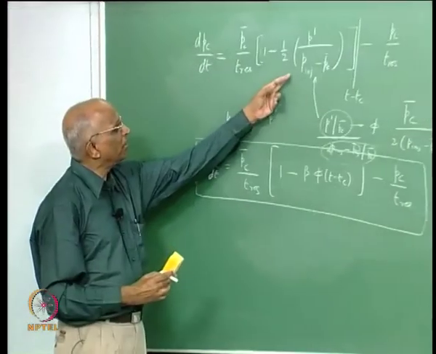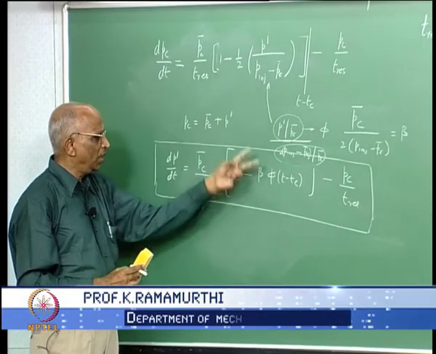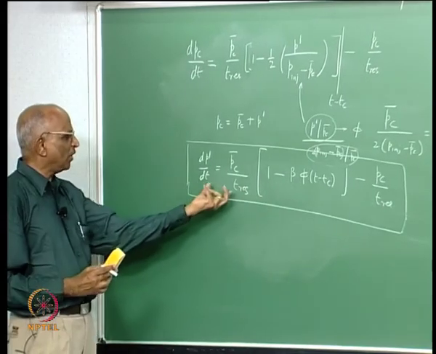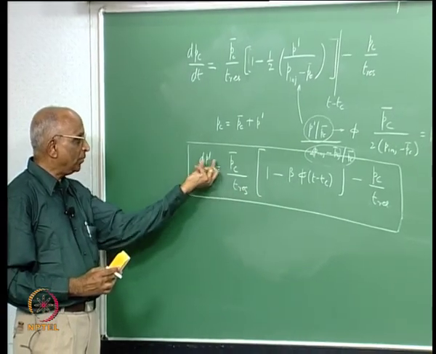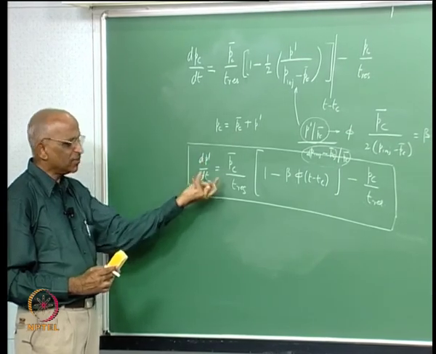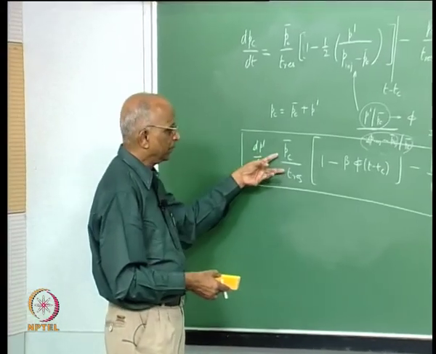I dropped half because I brought half here because this value was small, and this is my final form of this equation. I just need to solve this equation to be able to get the value of how the pressure changes, and this maybe I will do in the next class, right.